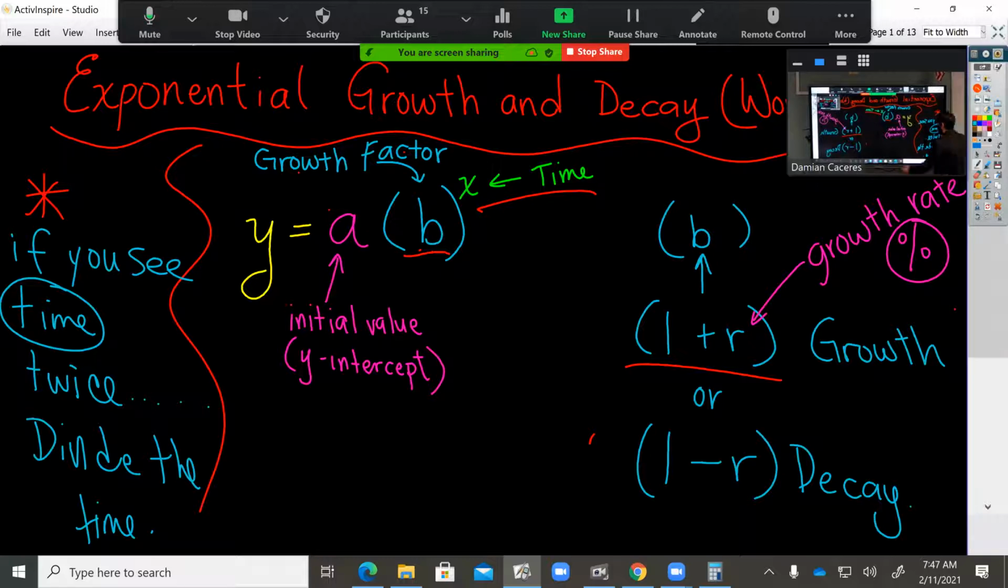You with me? Because on your IXL, you're going to have days and days in the same word problem. If you see days twice, divide them. And whatever the answer is, that is your exponent. Clear? Before I move over to the next page?